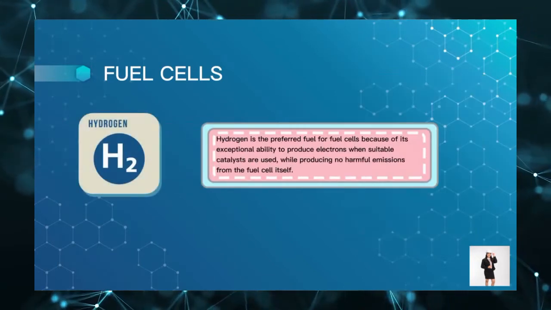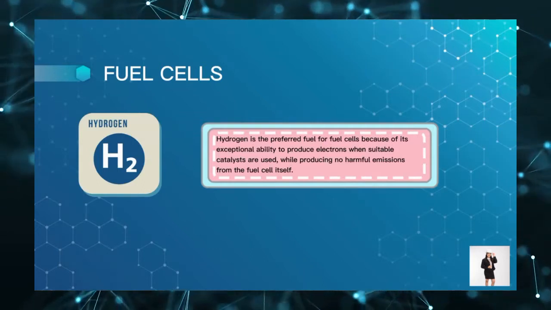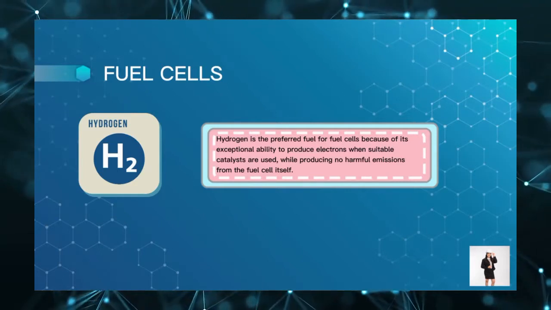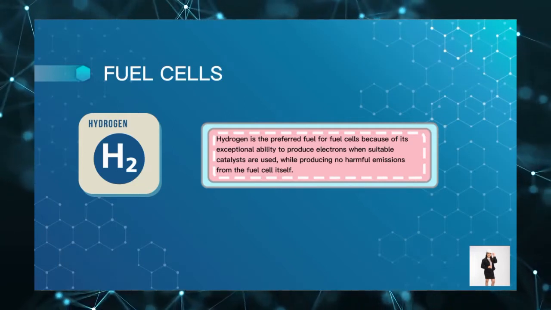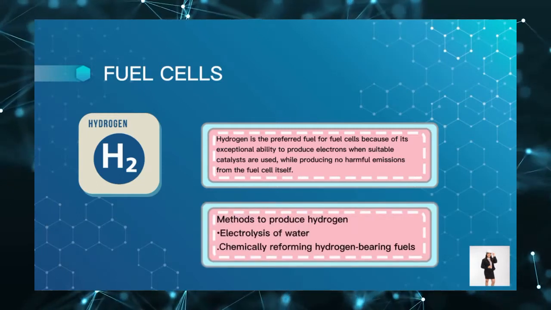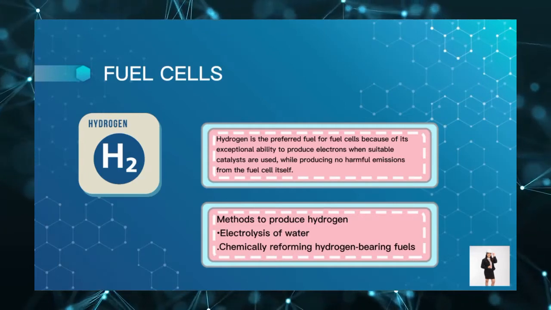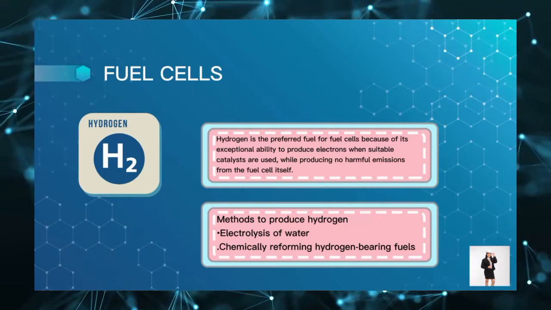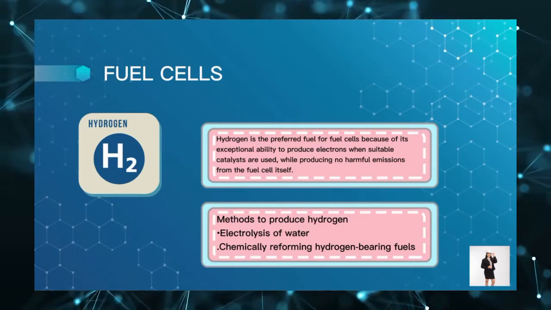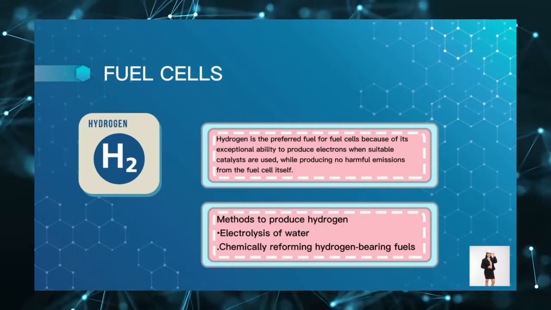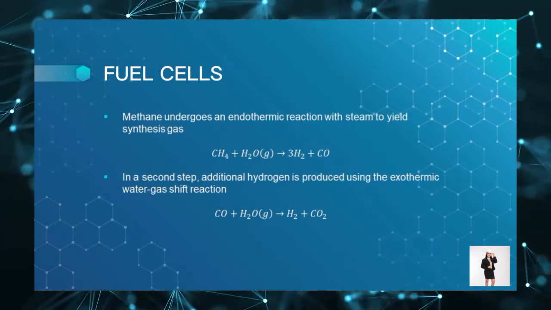Hydrogen is the common fuel for oxidation at the fuel cell anode, due to its ability to produce electrons without producing harmful emissions from the fuel cell itself. However, hydrogen is not naturally occurring, and it must be produced. The common methods to produce hydrogen include electrolysis of water and chemically reforming hydrogen-bearing fuels. Electrolysis of water is the process whereby water is split into hydrogen and oxygen through the application of electrical energy.